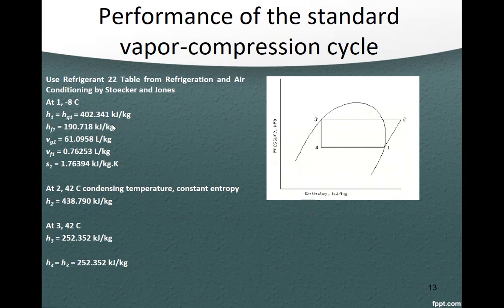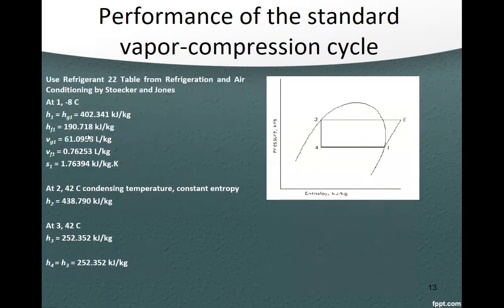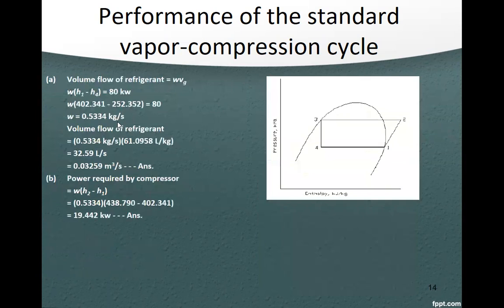So here, the cooling capacity, the refrigerating capacity, is W times (F1 minus F2) equal to 80 kilowatt. Divide to solve for W times 402.341 minus 252.352 is 80. So W is equal to 0.5334 kilogram per second.